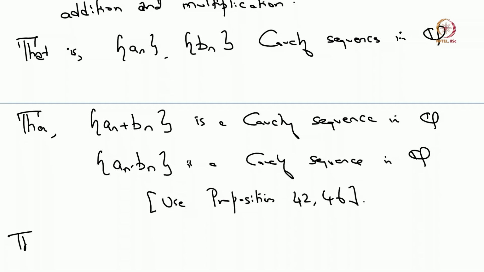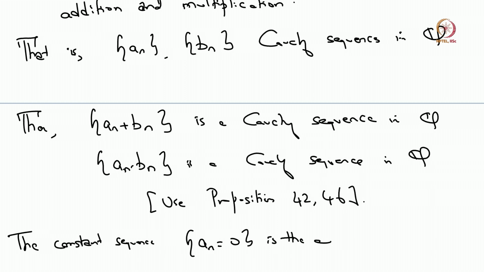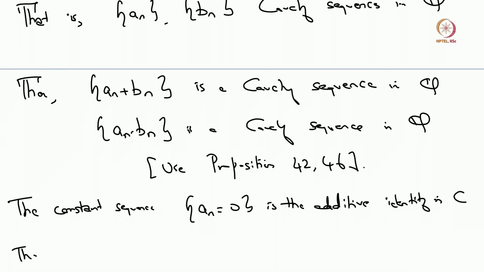The constant sequence where each term is 0 is the additive identity, and the constant sequence where each term of the sequence is 1 is the multiplicative identity.